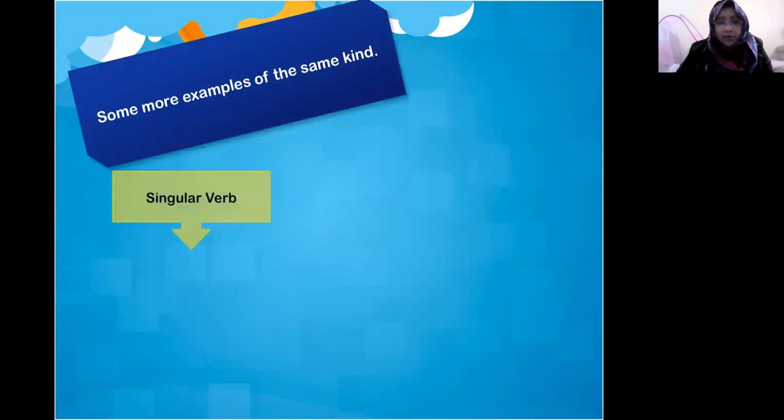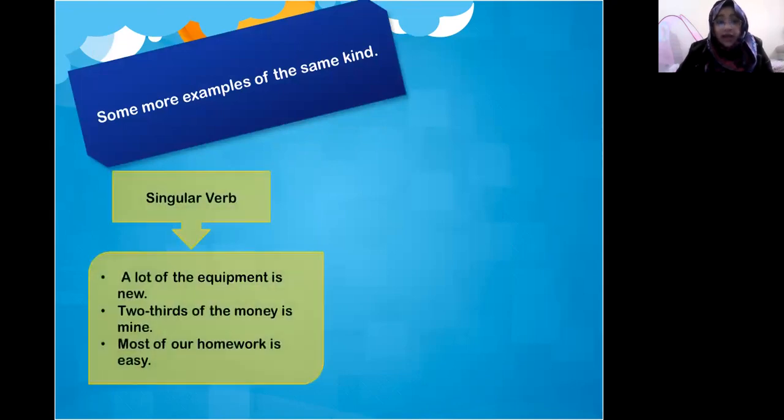Some more examples of the same kind we will see, like: A lot of the equipment is new. So after "of", the following noun is singular, so the verb has to be singular. A lot of the equipment is new. Two-thirds of the money is mine. Most of our homework is easy.